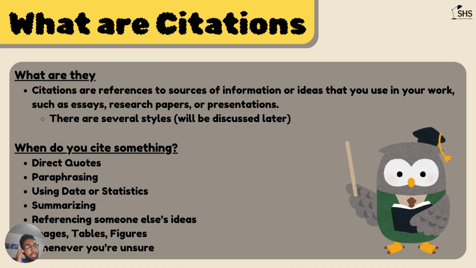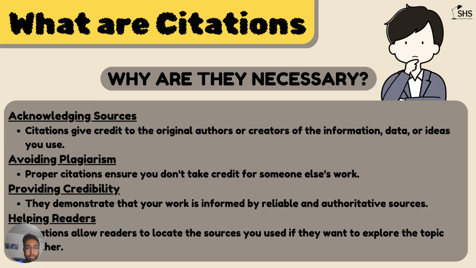So when would you cite something? You'll be doing this when you're using a direct quote from a source you found, if you're paraphrasing information that you've seen online, using data, statistics, summarizing. Anytime you're using someone else's ideas, you'll almost always have to cite it. And you'll also be doing this for images, tables, figures. Also, it's better to cite than to not cite if you're unsure. So that's just a rule to keep in mind.